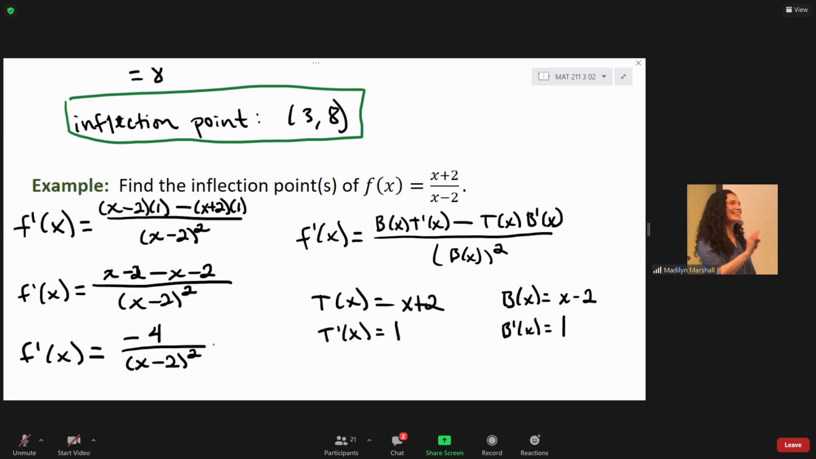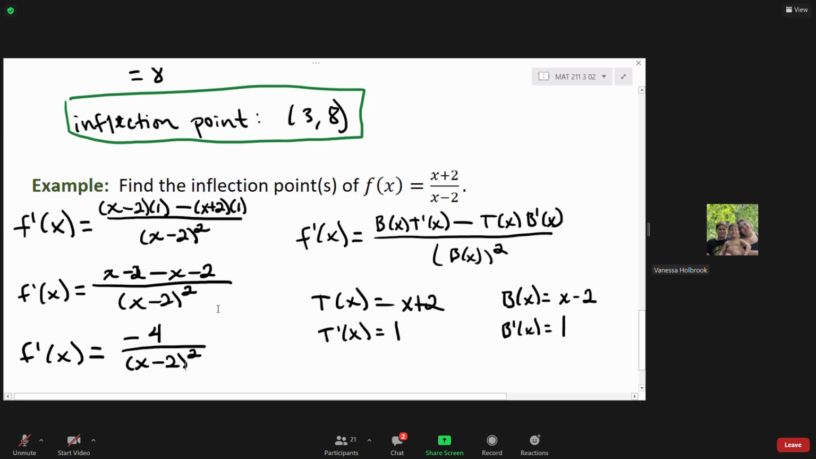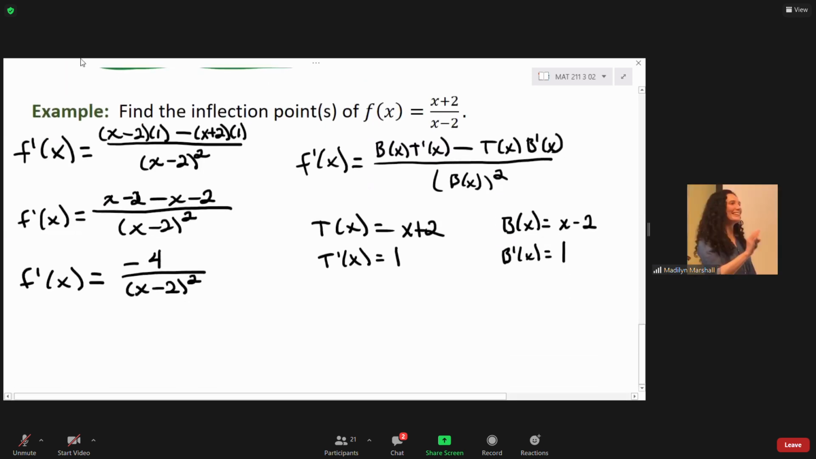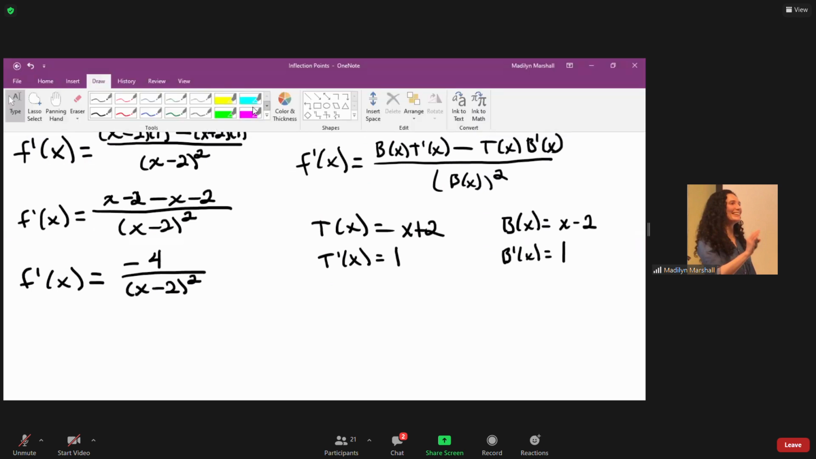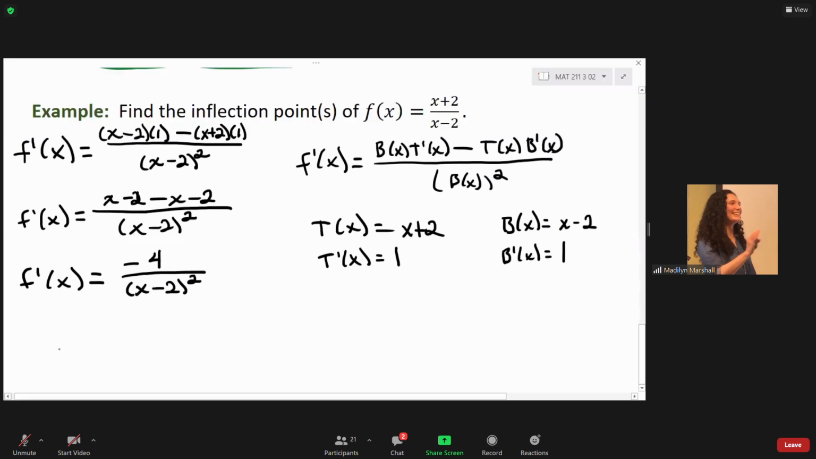So that is the quotient rule to get the first derivative. But we're trying to get the second derivative. You have to do it all over again. Yes, and so you can actually use the quotient rule here.